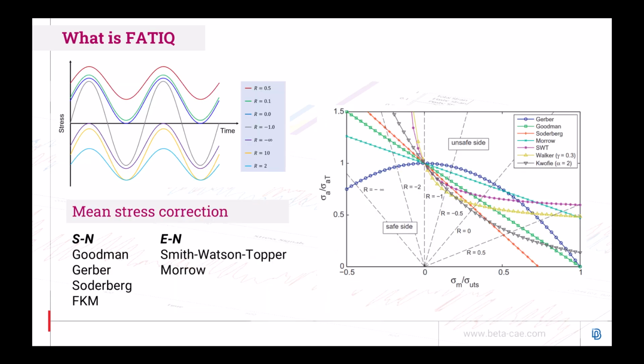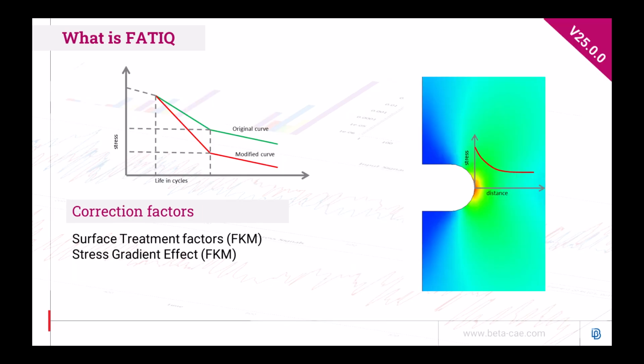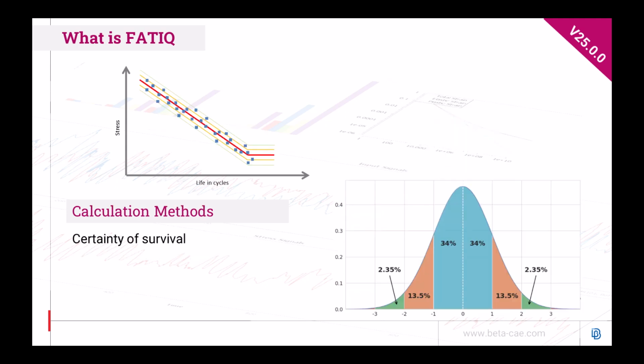In both cases, FATIQ can perform mean stress correction. In stress-based fatigue analysis, using the Goodman, Gerber, Soderberg, and FKM methods. For strain-based fatigue analysis, using Smith-Watson-Topper and Morrow methods. Manufacturing and notch factors such as the stress gradient effect are also supported since version 25. Also, the scatter of fatigue properties is now considered through the confidence level and standard error values.